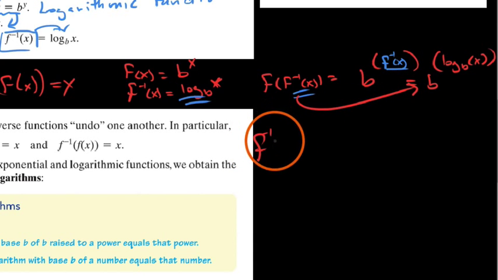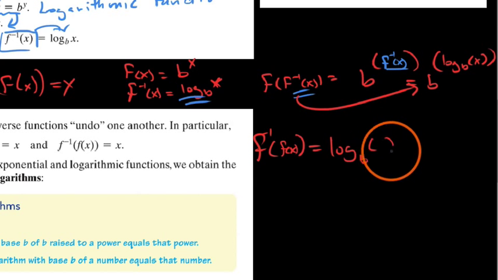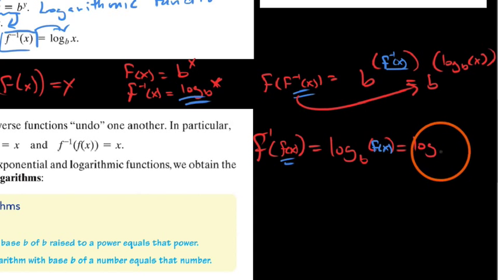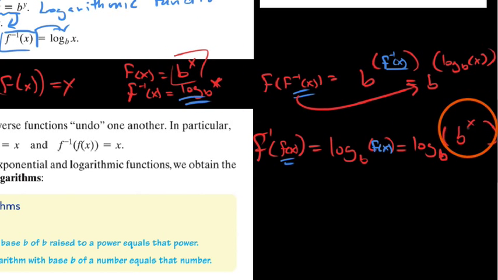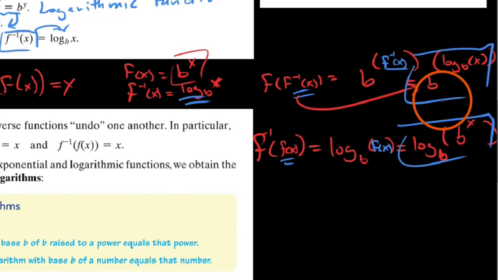If I were to do f inverse of f of x, which is the same thing the other way around, then I would say f inverse is log base b of x. I say log base b of whatever x is here, and of course I'm plugging in f of x. We know that f of x is b to the x, so we get log base b of b to the x. So these two expressions exist, and this is what we're about to demonstrate in the table.